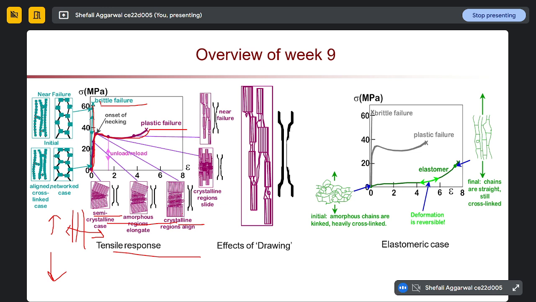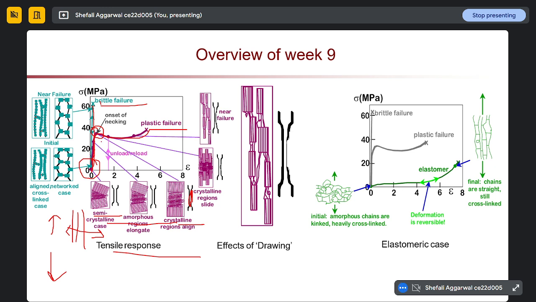If we talk about a crystalline material, if we have more crystalline region, there are chances of formation of necking. A necking will be formed and it will stretch more, and it will have a higher tensile strength as compared to amorphous or semi-crystalline. In case of semi-crystalline, it is breaking. It has a very low necking region, or we can say very low yield strength as compared to the crystalline material.